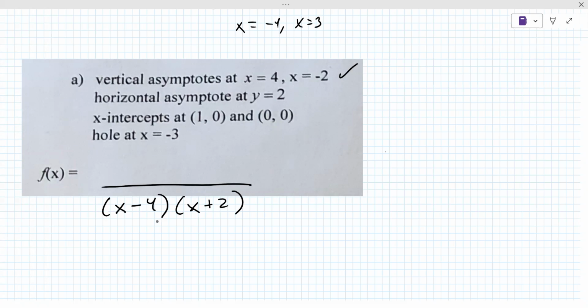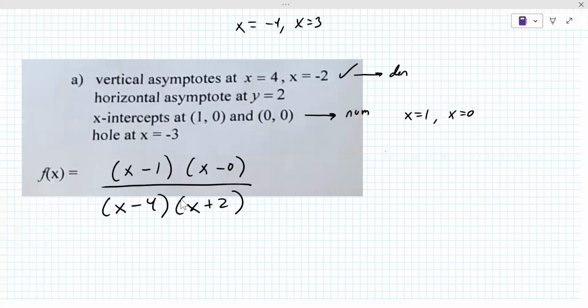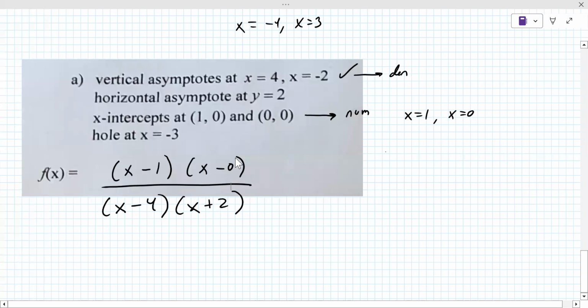The x-intercepts, so this was the denominator. Do you remember what the x-intercepts refer to? Are they the numerator or the denominator? The numerator, yeah. So they're saying there's one at x equals 1 and x equals 0. That again corresponds to x minus 1. And you probably wouldn't write it this way, but I'll show it this way for the first one, x minus 0. Okay. So we've gotten that down.